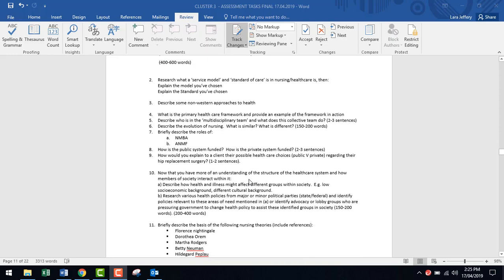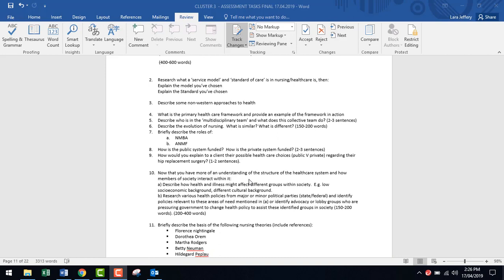Number 2, research what a service model is and what a standard of care is in nursing and healthcare, because there's lots of models in lots of different occupations, but we want you to research, you're doing a nursing diploma, so we want you to research a nursing model. And then we want you to explain what you've found and what you've chosen. And then explain a standard of care. So find a standard of care that's used within our profession. And then we want you to explain it so that we know that you understand it.